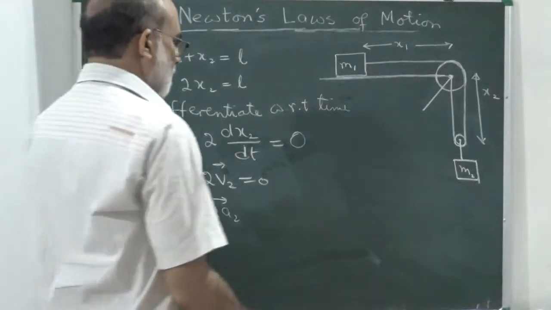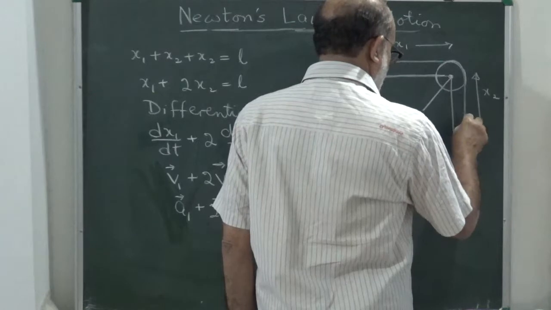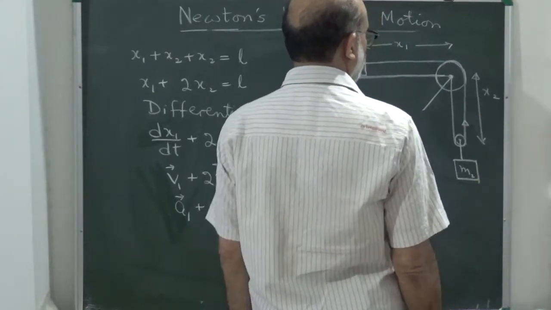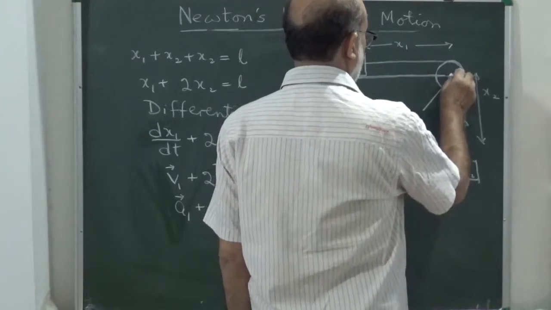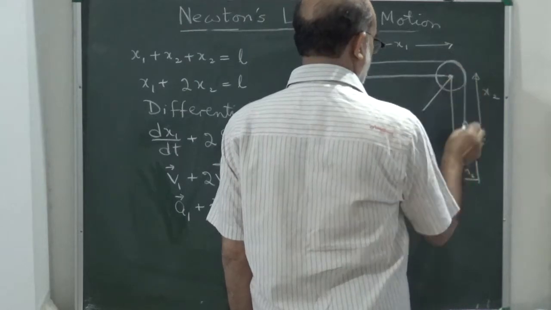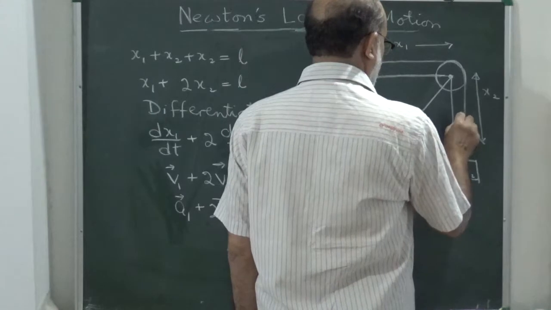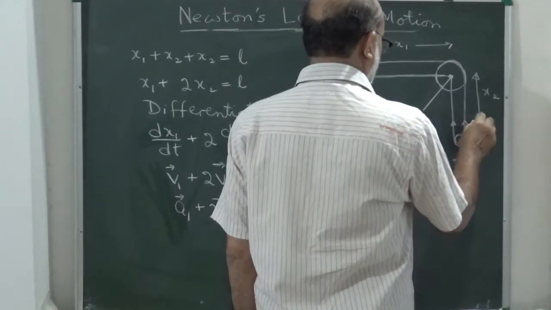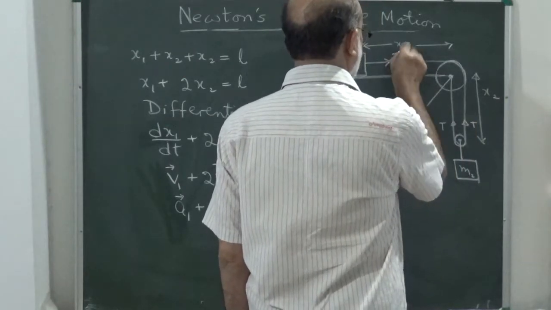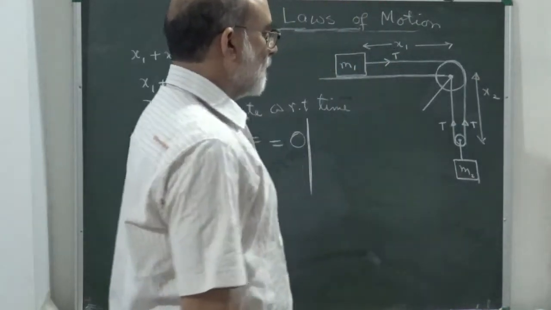Now to solve the equation of motion. In this problem we are considering the string to be massless and the ropes to be smooth and massless. The pulleys are also smooth and massless, and the string is massless. So the tension in the string will transfer from this end to this end without any loss, assuming the pulleys and ropes are massless and smooth.